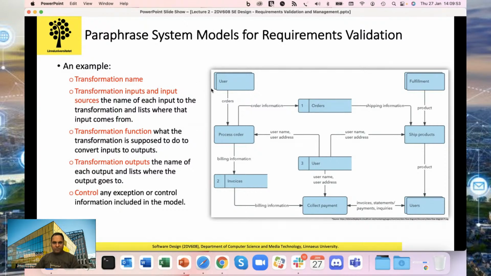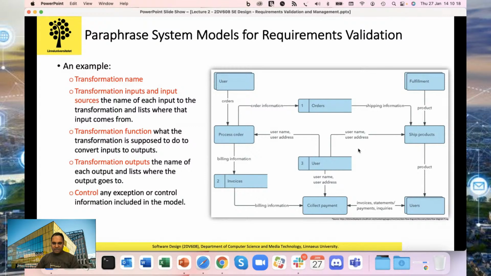So you should have briefly mentioned the transformation name, what the inputs and outputs are, what this transformation function is doing, what outputs this activity is producing, and any exception or control information included in the model.